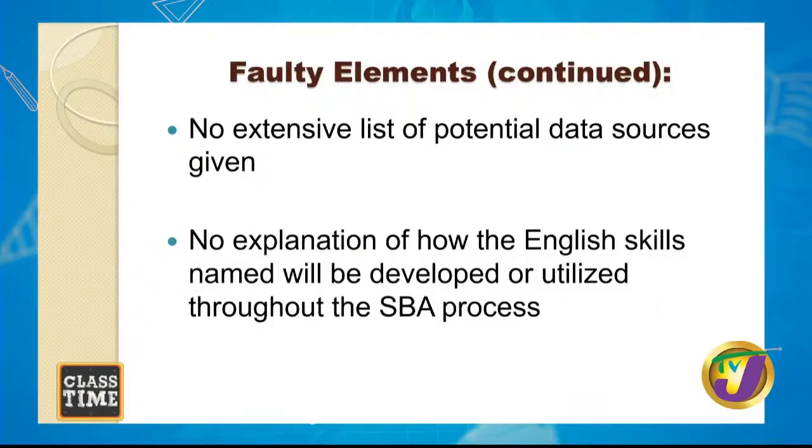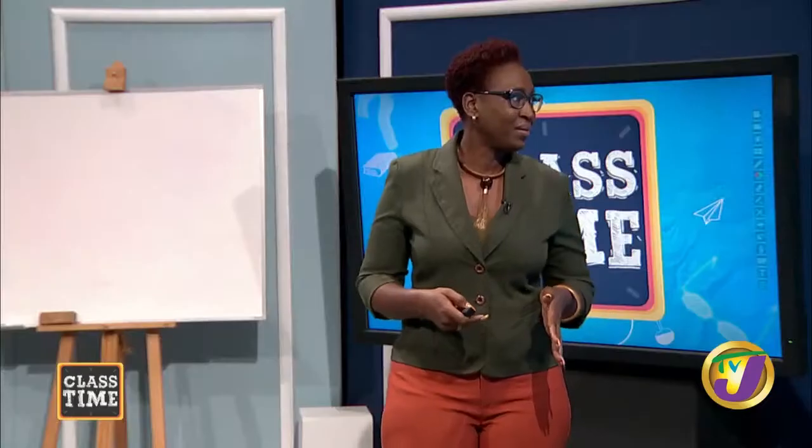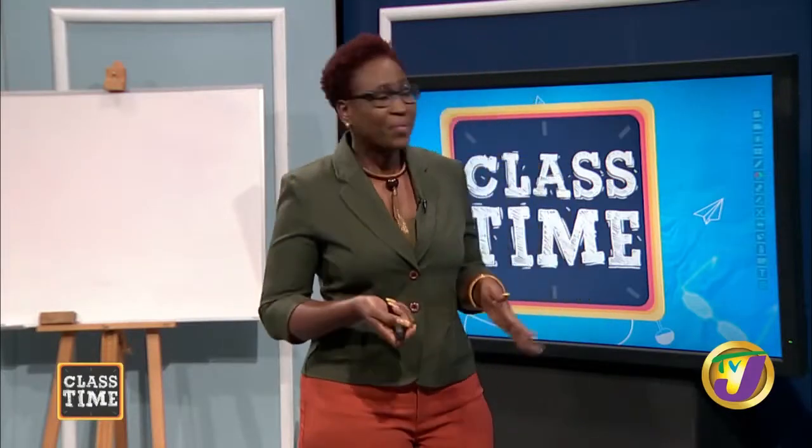Next set of faults. No extensive list of potential data sources given. All this person did was write the 3 sources that would be used. And remember, you're not supposed to do that. You're supposed to show that you did a lot of things. And then no explanation of how English skills would be developed or utilized. All right.